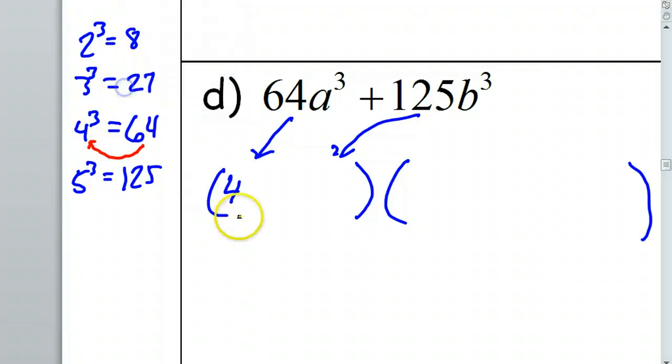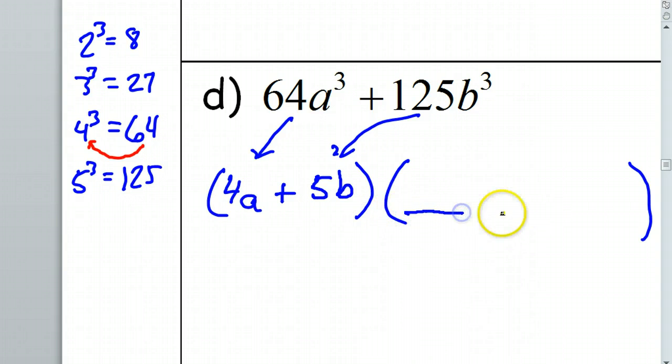4a, and then plus 5b. The cube root of 125 is 5. The cube root of b to the 3rd power is b. So there's your binomial. Okay, did I lose anybody so far? Okay, you look good. All right, no frowns.